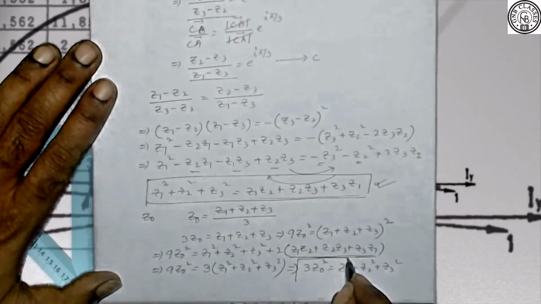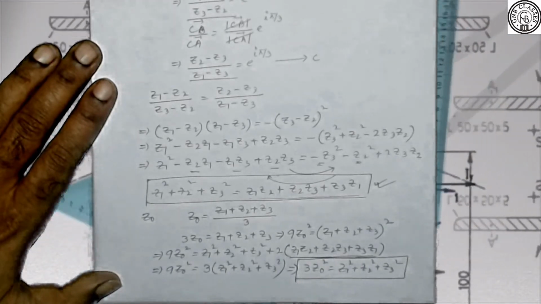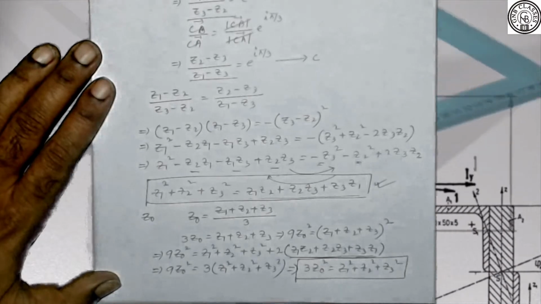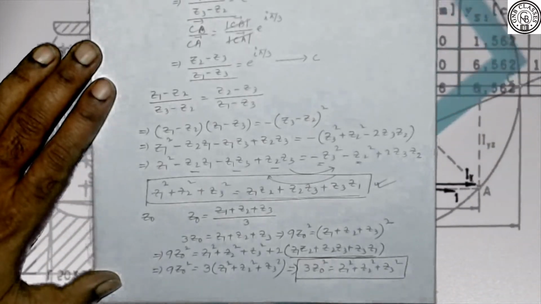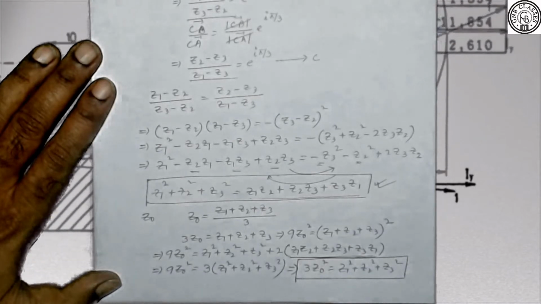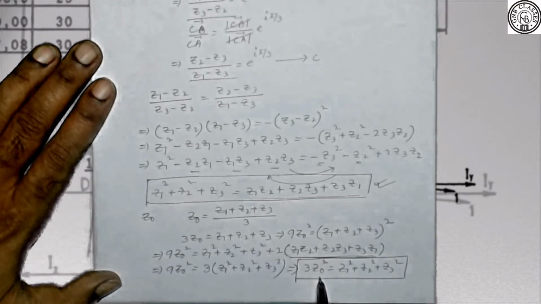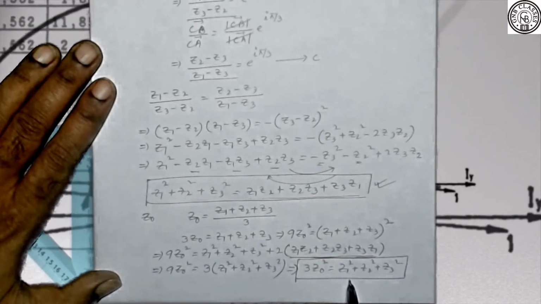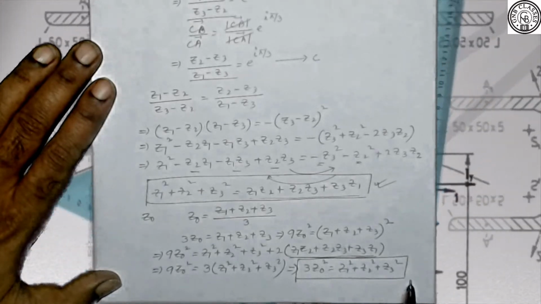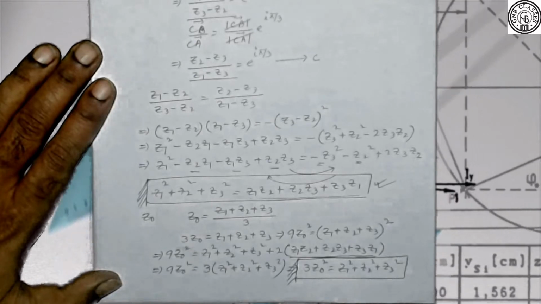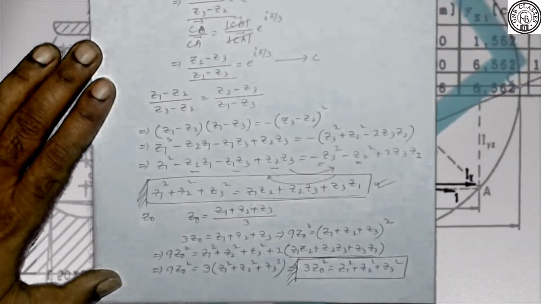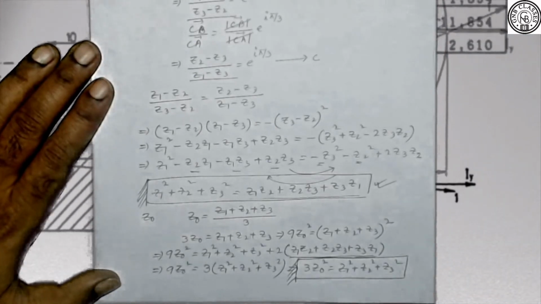And that also, if possible, we will remember. What is Z0? Z0 is the centroid of an equilateral triangle whose 3 vertices are Z1, Z2, Z3. And the relation which exists is 3Z0 square equals Z1 square plus Z2 square plus Z3 square. So these 2 results are very, very important. If possible, please remember them. Okay. Now let us move to another problem.